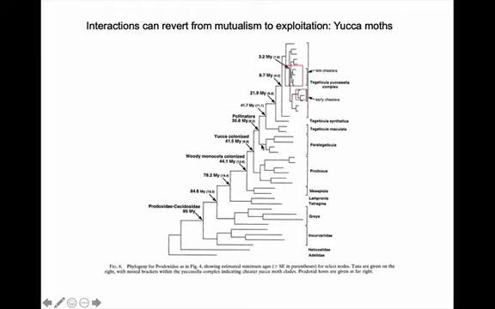Yuccas provide places for yucca moths to lay their eggs and eat some seeds as they develop, and in return, the adult moths fly around pollinating the flowers. So that's a true mutualism. But what we can see is that some yucca moths don't pollinate yucca plants. They simply lay their eggs there. They don't visit the flowers and transfer pollen, and so they're parasites. So that's exploitation.